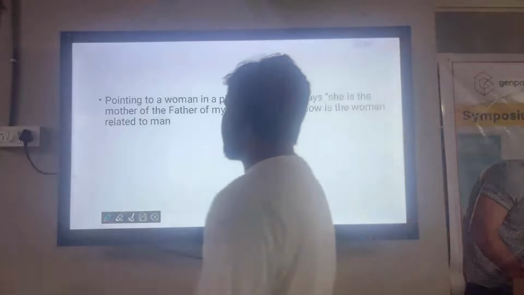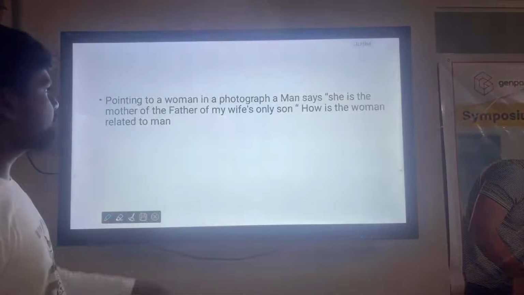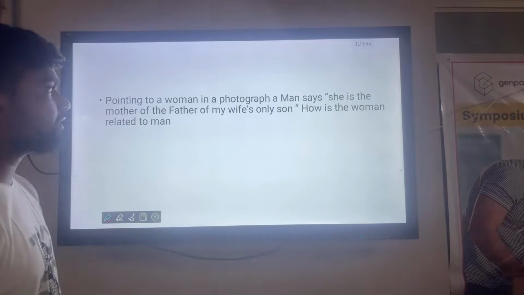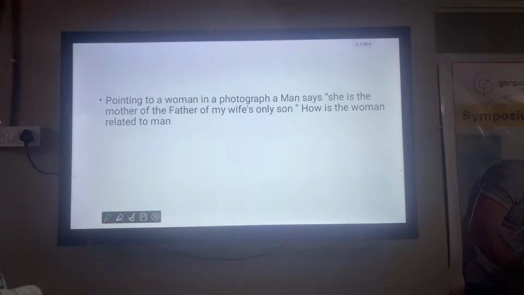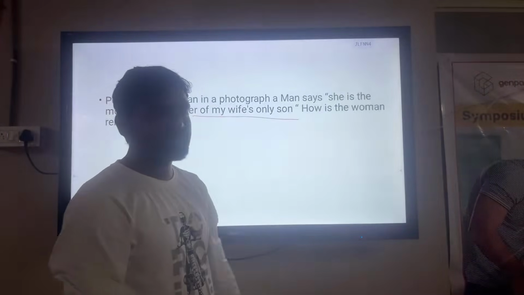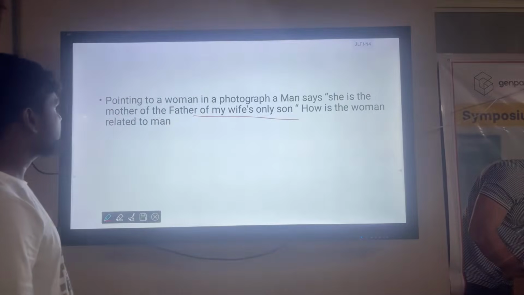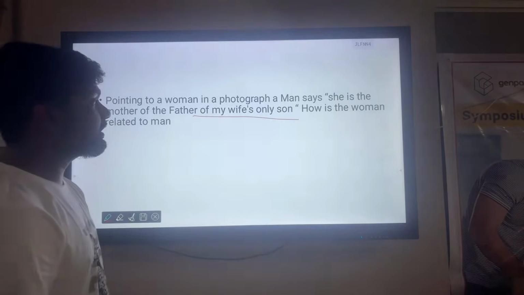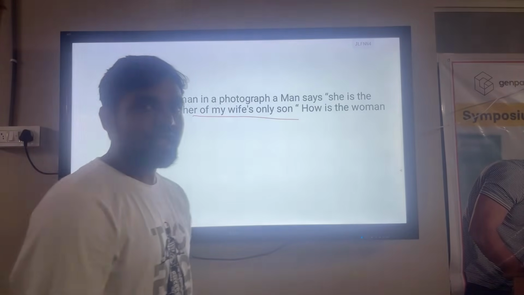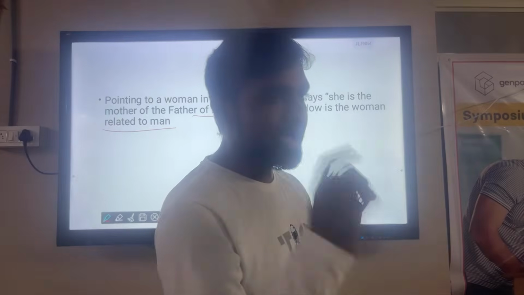What is the statement they are giving you? Pointing to a woman in a photograph, a man says, "She is the mother of the father of my wife's only son." How is the woman related to the man?